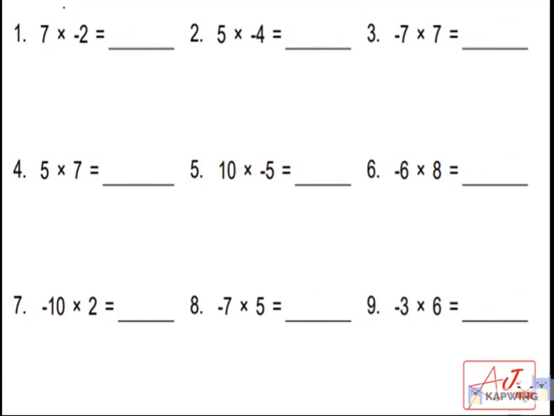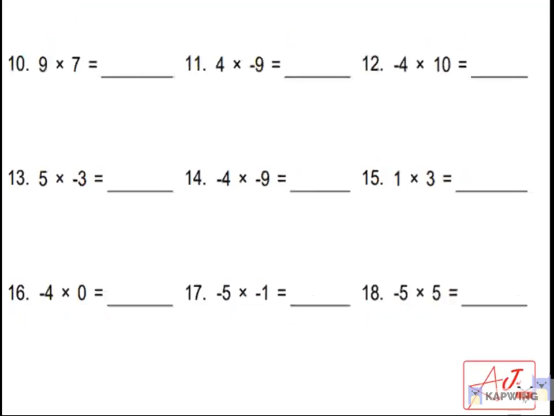Okay, let's have more examples. We have 9 times 7. Parehas po silang positive, kaya ang answer natin ay positive. And 9 times 7 ay 63. Next, number 11, 4 times negative 9, magkaiba ang sign. So, negative ang answer natin. And 9 times 4 is 36.